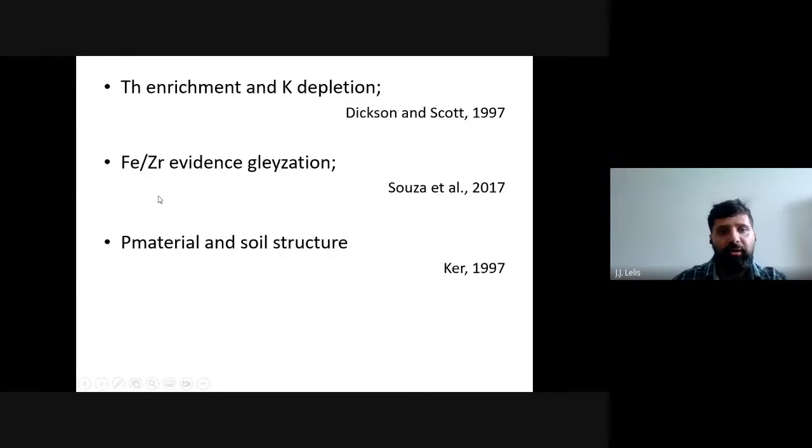You can use the chemical composition of the soil and compare it with the parent material to understand some specific soil processes. If you compare the content of iron and zirconium in the soil horizons and in the parent material, you can understand if you have glaciation in the soil. Okay, let me show you.